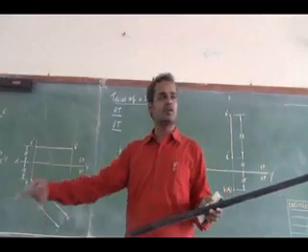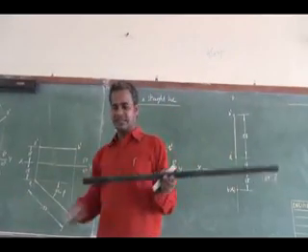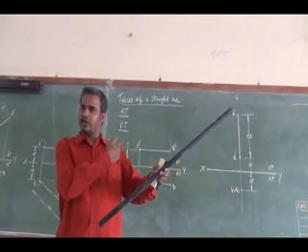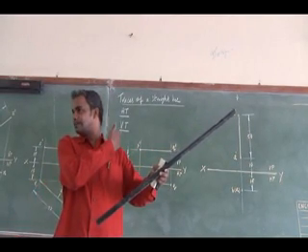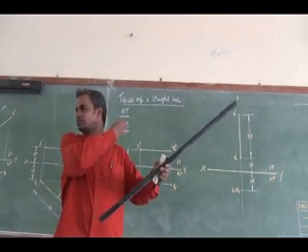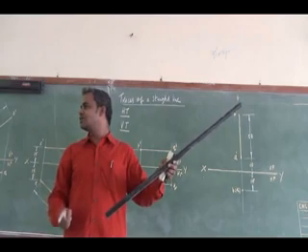If it intersects the horizontal plane, that is the horizontal trace. In this case, you see, it intersects only the horizontal plane. Will it intersect the vertical plane? No. Since it is parallel, it cannot meet the vertical plane at all. So it will have only the horizontal trace.